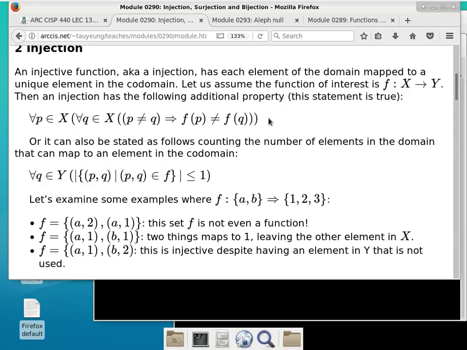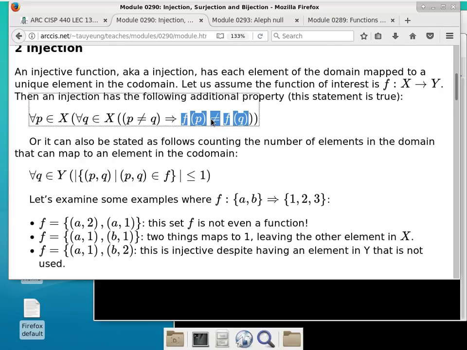So let's take a look and see what this really means. This is basically saying for each element in the domain, for each element in the domain again, so P, Q are both elements of the domain. P and Q not being the same implies f of P is different from f of Q. That is the definition of injection. Is that okay or not?